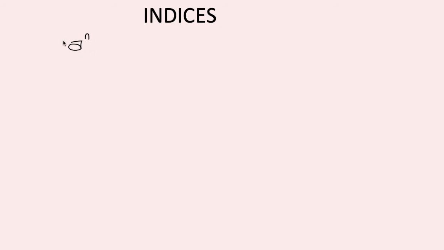Now, when you see such numbers, the a, which is a number to which another number is being raised, is called the base. And the n, the power to which a is raised, is called the index. Hence indices, because indices is the plural of index, or the exponent, or the power. So oftentimes we read this as a raised to the power of n.